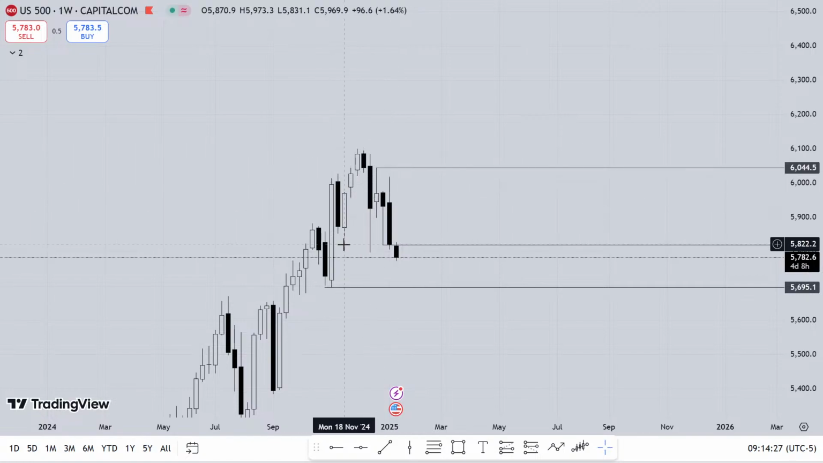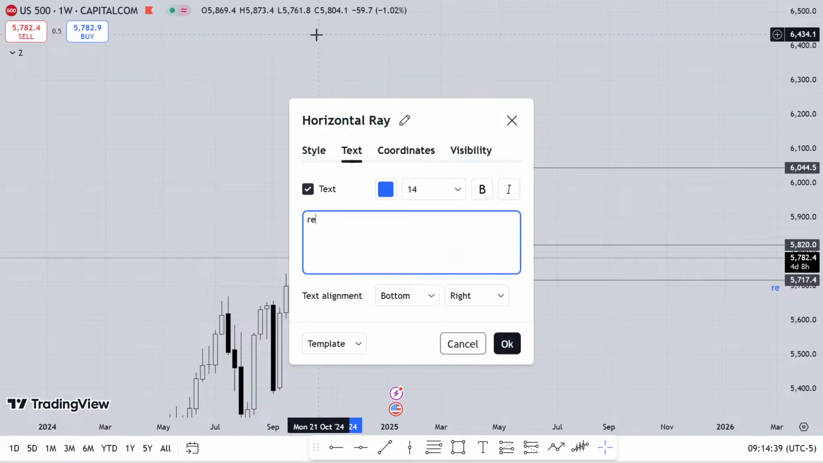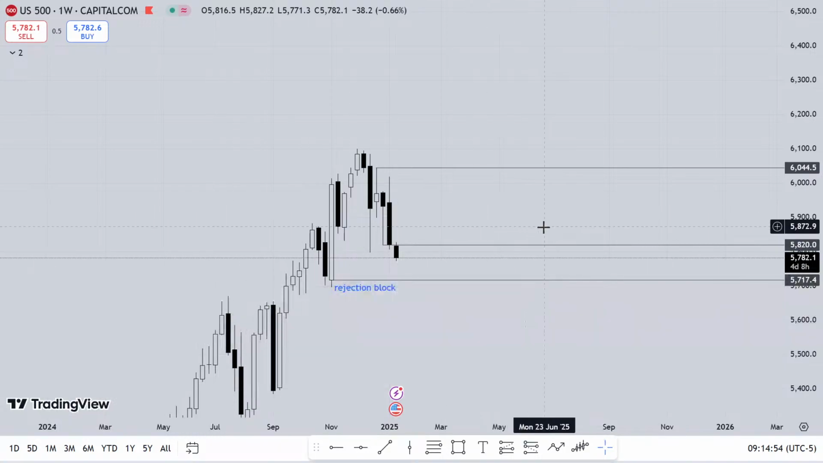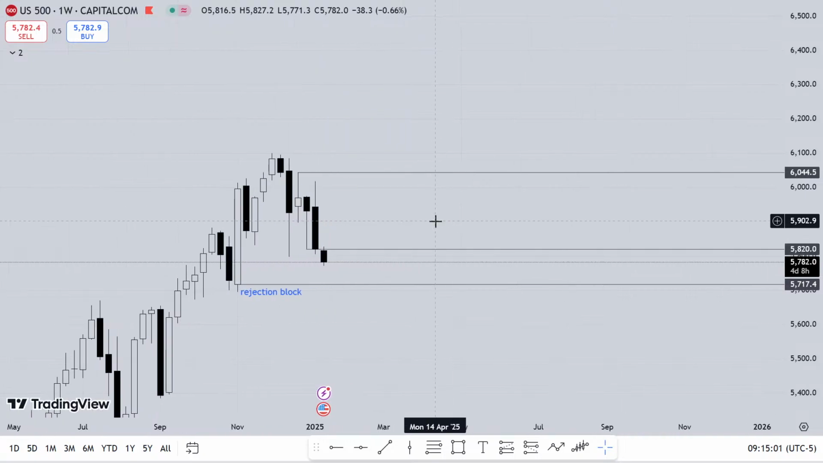Then price came for these lows, and let's see if price comes for this rejection block. So we're going to move this here. This right here is a rejection block on the weekly time frame. So we're going to see if price trades to it and how price uses this PDRA.